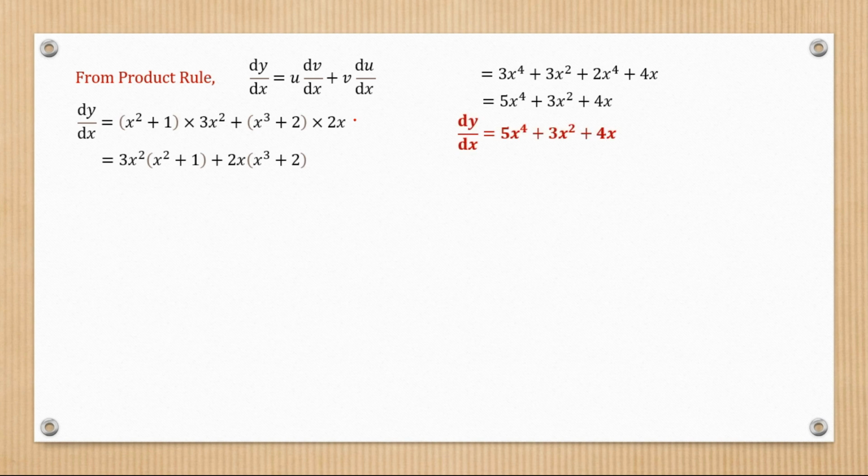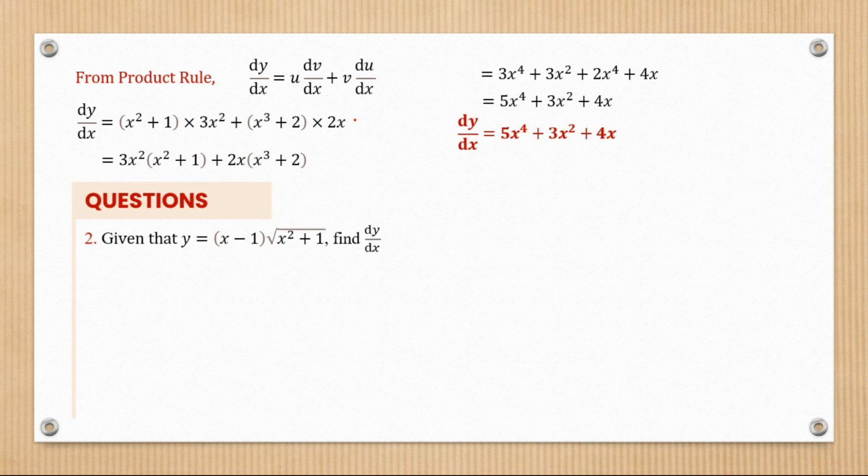Then we can actually see that this is what we have as our final answer for dy/dx, and that's how we use the product rule in this example. Alright, moving on to question number 2. We're being told, given that y is equal to (x minus 1) times root of (x squared plus 1), to find the dy/dx in this example also. So how do we do this?